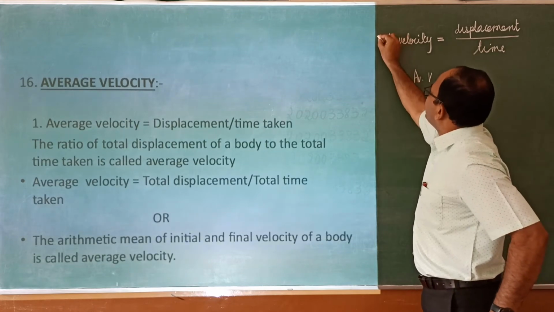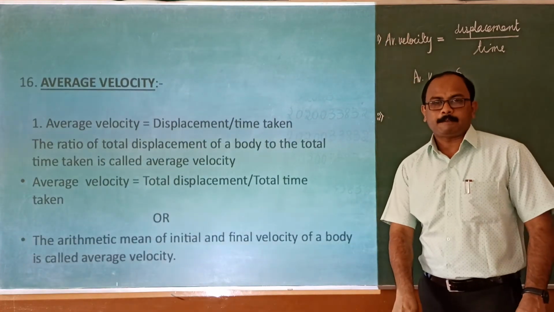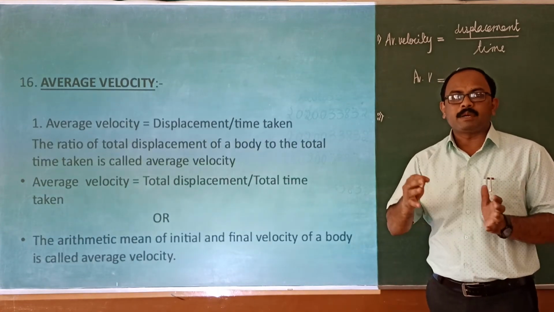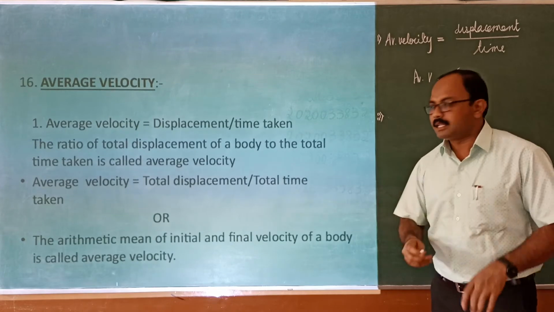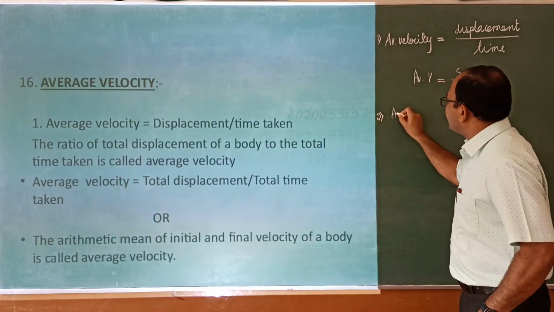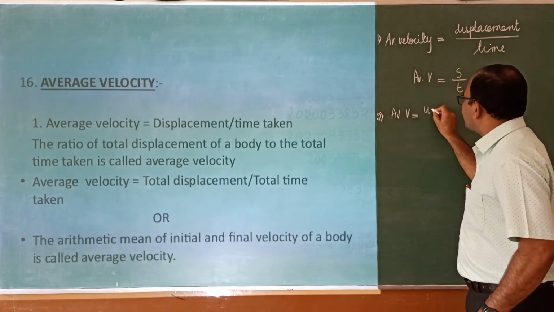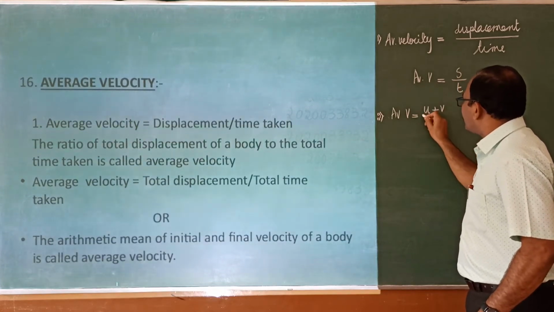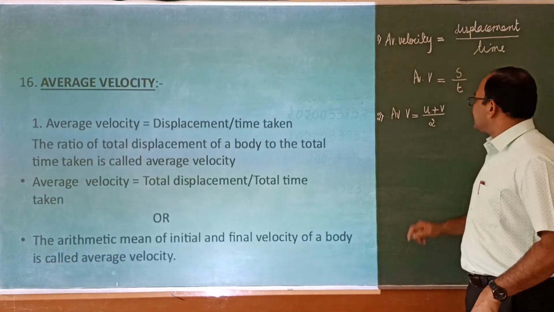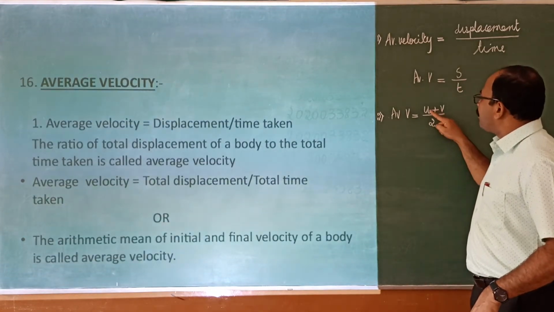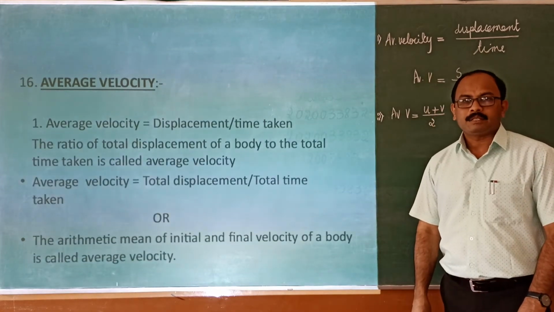The second one is, when the object changes its velocity from initial to final velocity, we have another formula to calculate average velocity. It is equal to initial velocity plus final velocity divided by 2. We call this the arithmetic mean of initial velocity and final velocity.